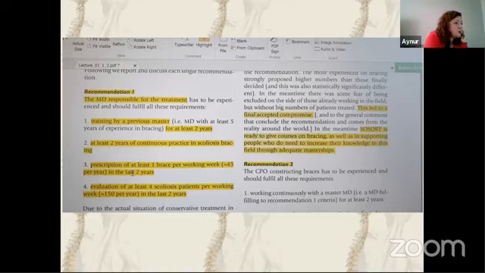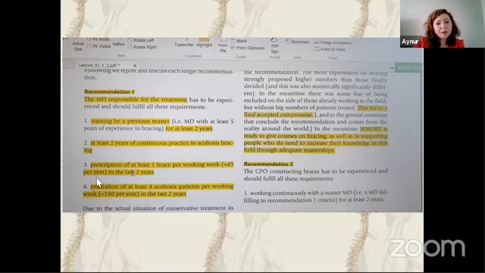I will share with you some SOSORT recommendations. SOSORT is the international society on scoliosis orthopedic and rehabilitation treatment. They recommend some requirements for doctors, physiotherapists, and orthotists working in this field. In recommendation 1, they say the medical doctor is responsible for the treatment, as you see, and has to be experienced and should fulfill these requirements. What are these?